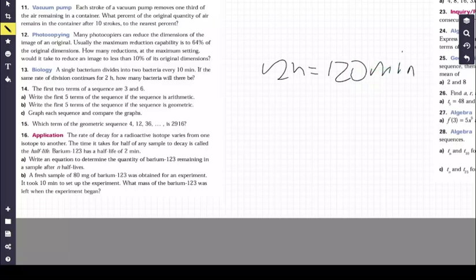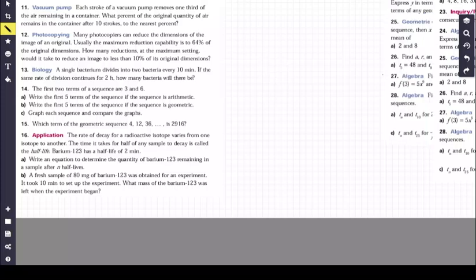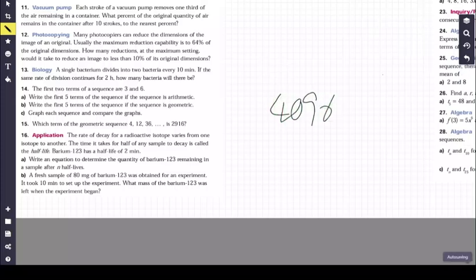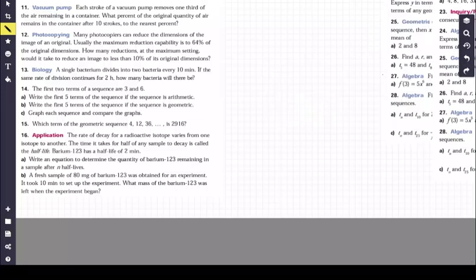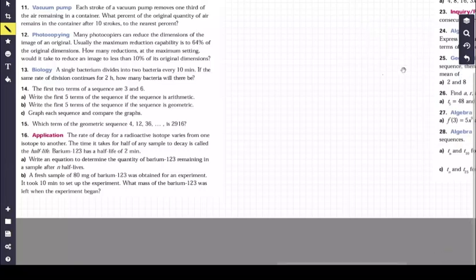120 minutes. So that means there's going to be 12 divisions. And since this little bacteria doubles every time, our equation should be 1 times 2 to the 12. So now what is 2 to the 12? 4,096. So after 2 hours, there's going to be 4096 bacteria present.